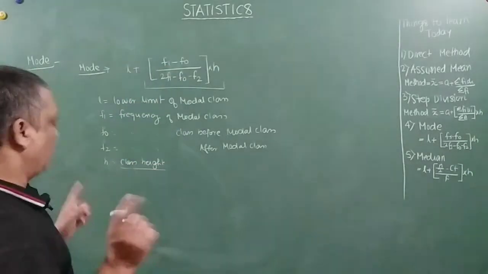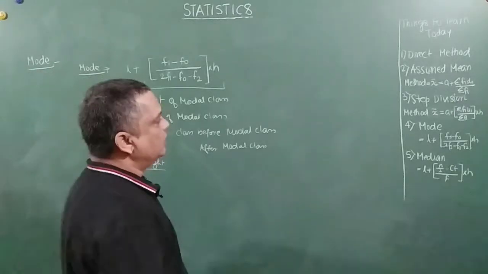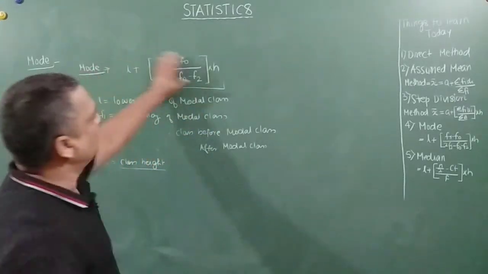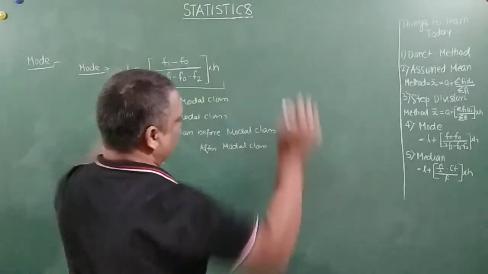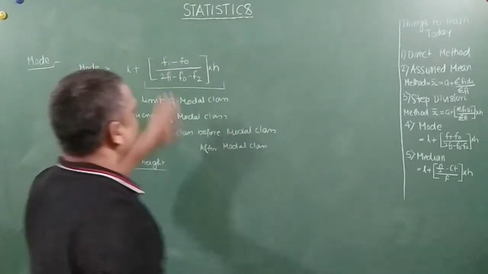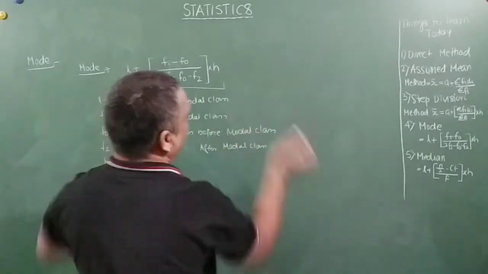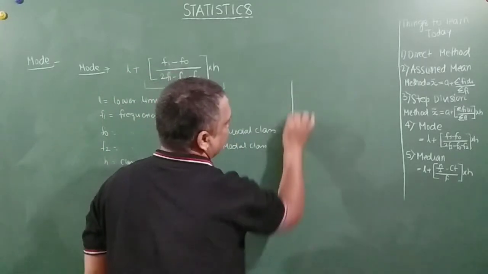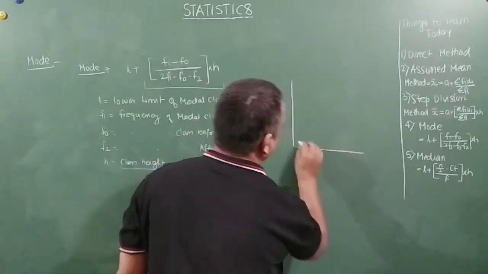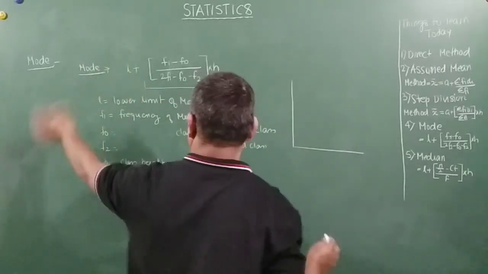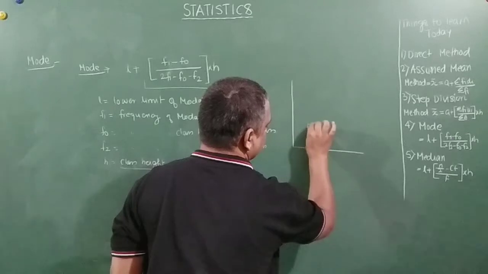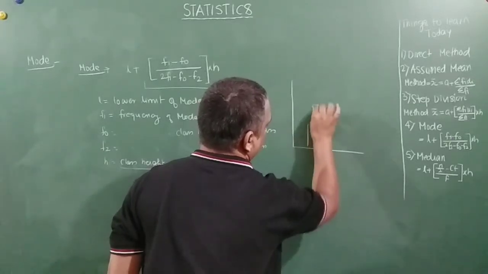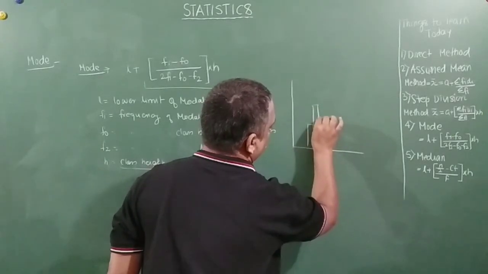Now, one more thing. As of now, you need to memorize it, and this becomes a little difficult. You can see it this way. When you plot the table, whatever is given to you, you get something like this. Let me just draw it for you.